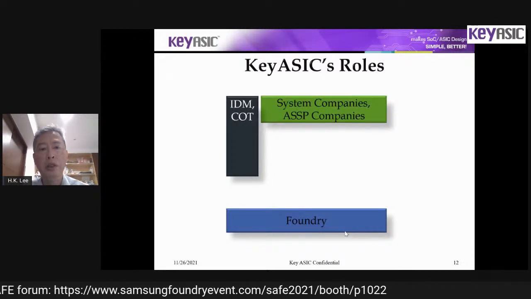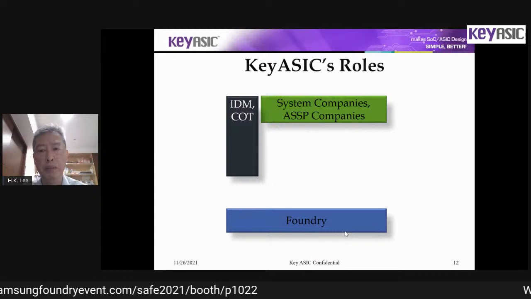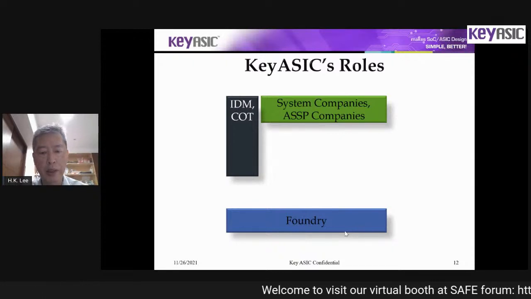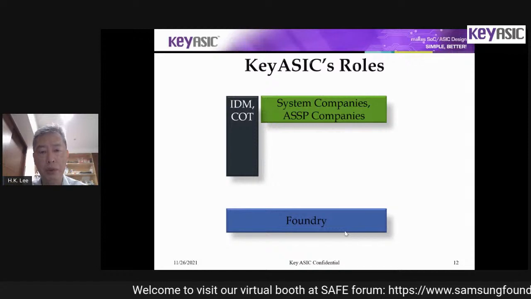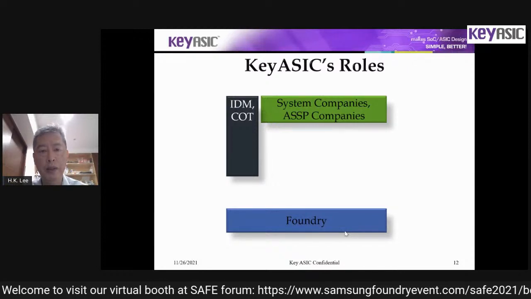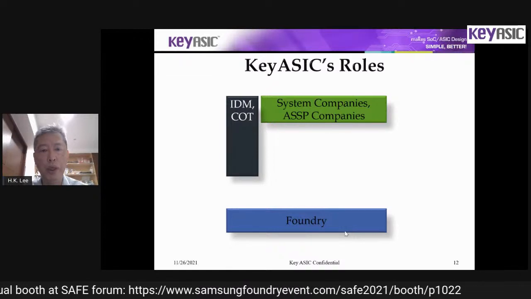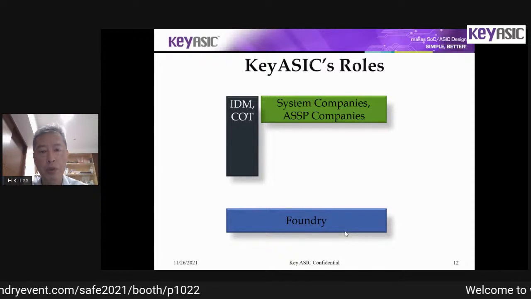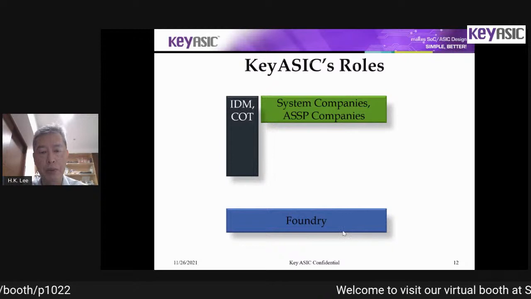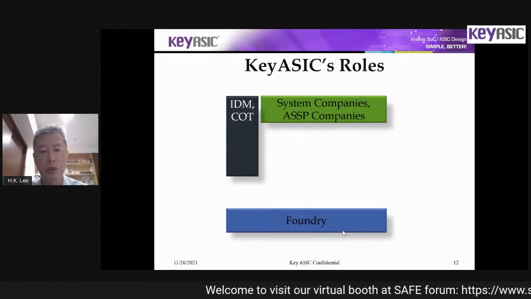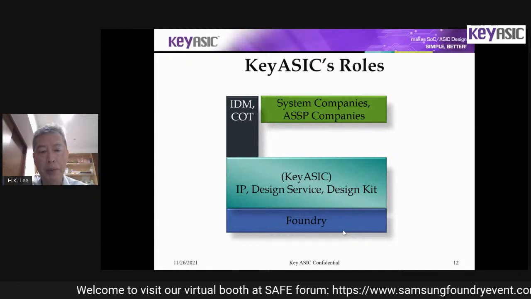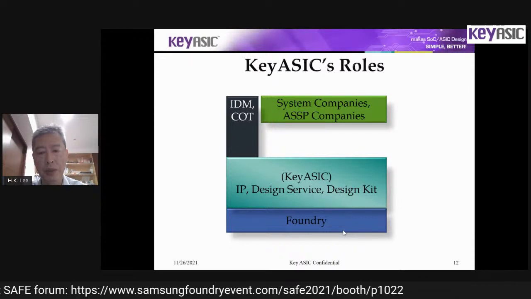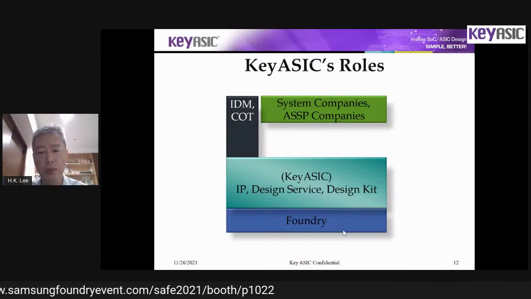Actually, this is the key ASIC's role in the business area. Here we have a low-level supplier, the Foundry, and we have very high-level product suppliers who can provide system products. And also, we have customers who do SSSP chips by themselves. In between those two ends of customers, our value is first, we can provide the IP design service and design kit to the Foundry, so the Foundry can easily provide those platforms to their customers to do their chip design.